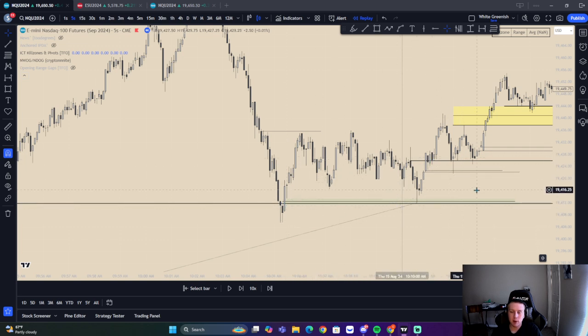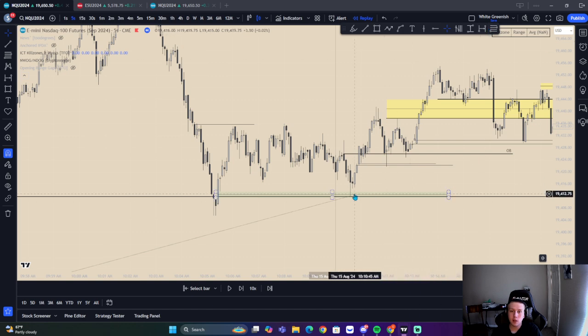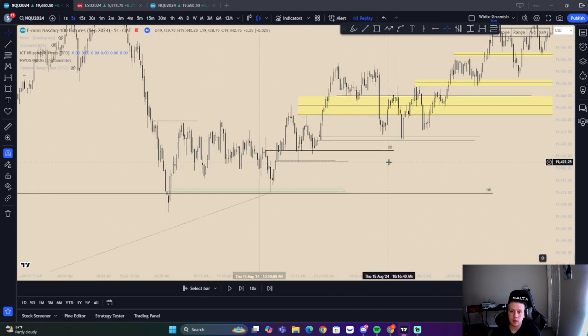Shift in market structure. Imbalance. 2022 model here, perfectly, right there. Then we have an imbalance right there. What are we repricing to?